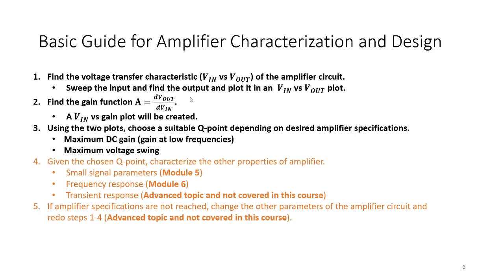Because we expect that the amplifier will not have an ideal linear behavior, it depends on the DC value of the input what gain and what voltage swing the amplifier will have. And then if we choose a suitable Q point, we can now characterize the other properties of the amplifier. So we can characterize their small signal parameters, their frequency response.